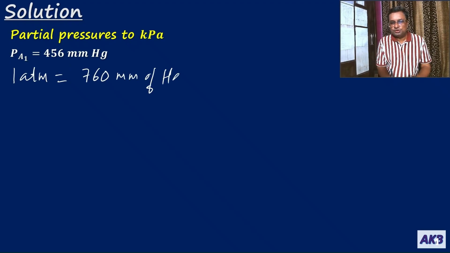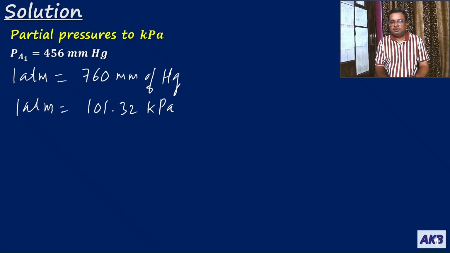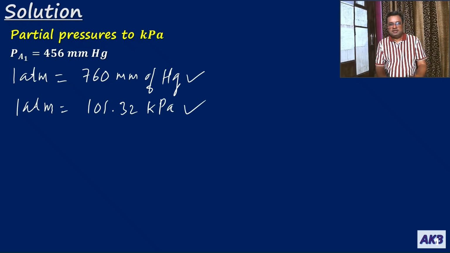So we are going to use this information, and 1 atmosphere is equal to 101.32 kilopascal. So we will use these conversions for converting PA1 and PA2 to kilopascal. So let us do that. Let me first erase it. I hope you have understood.